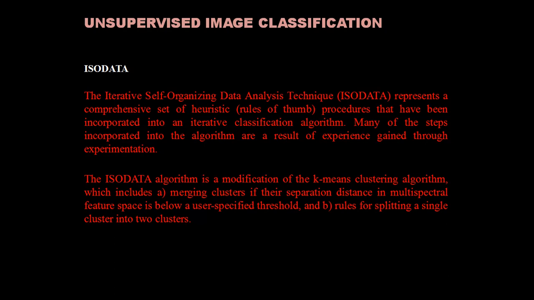Now from these multiple clusters, which have been defined from the primary two clusters, if there is any cluster under the user-defined threshold, then these two clusters will again be merged to determine the actual class pixels. So this is the basic idea about ISODATA.